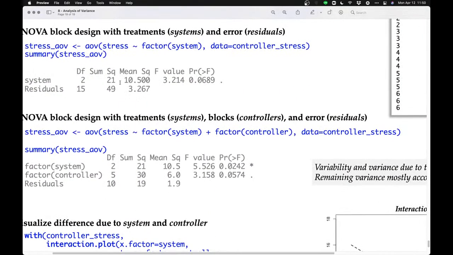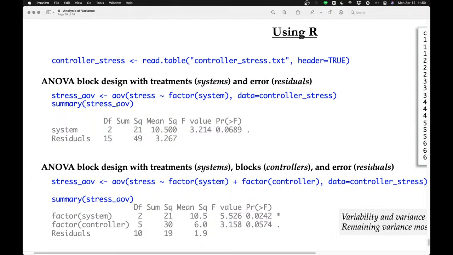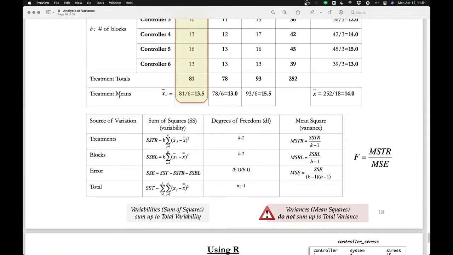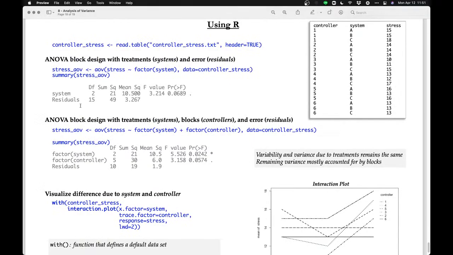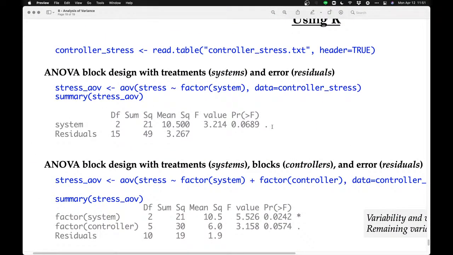I'll just briefly show you the R code, but I won't go into much detail about it because I'll spend a little more time next week talking about it, perhaps. Okay, so in this case, we want to do ANOVA, and this is a randomized block design. If we did not take the blocks into account, if we did not take into account that the 6 controllers are different people, they're going to respond differently, then this is what our code would look like.